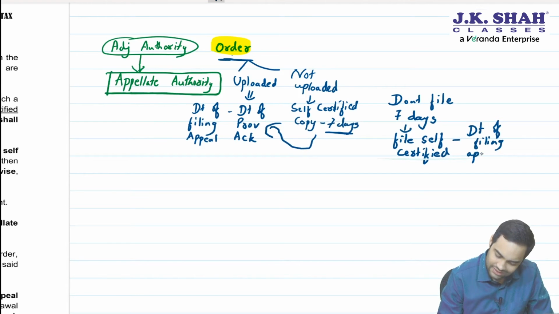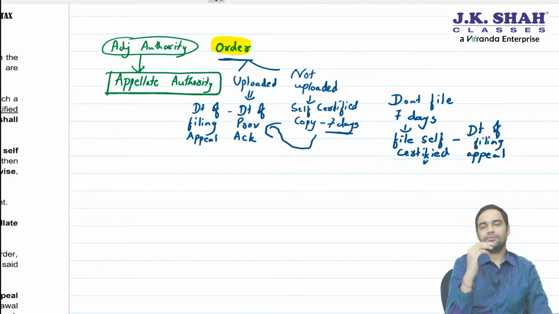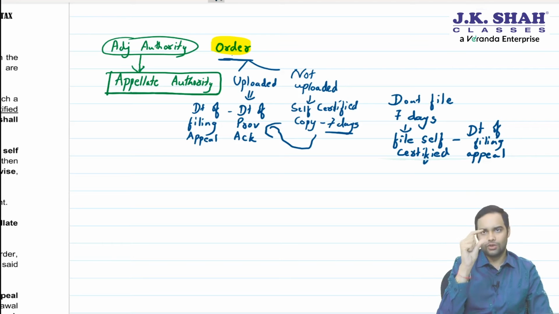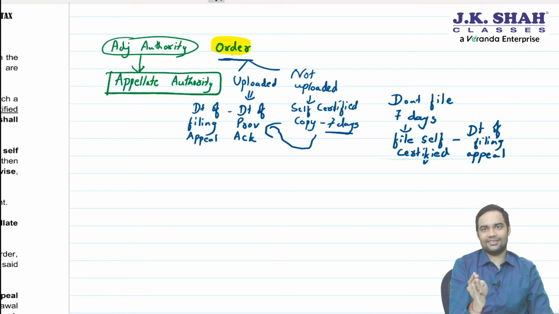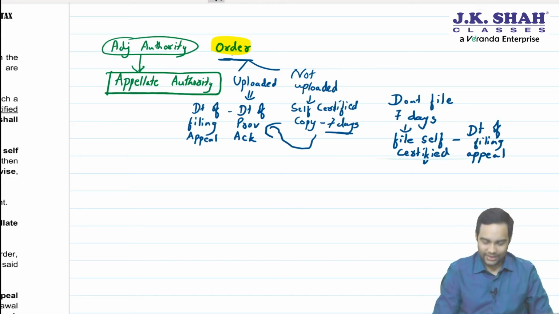So basically a procedural aspect, people. Understand the process. Let me sum it up. When you file an appeal, provisional acknowledgement is given at that point of time. If the order is already uploaded, then final acknowledgement will be issued, and whatever was the date of provisional acknowledgement, that will be the date of filing appeal. If it is not uploaded, then you give the self-certified copy within 7 days. Then whatever was the provisional acknowledgement date, that will be the date of filing appeal. If you give it after 7 days, then the date of filing appeal will be whenever you give that order. Let's have a look at the provision.